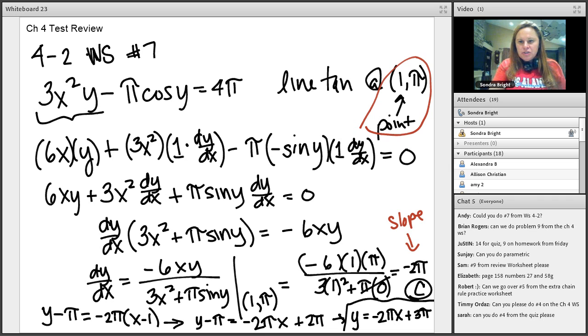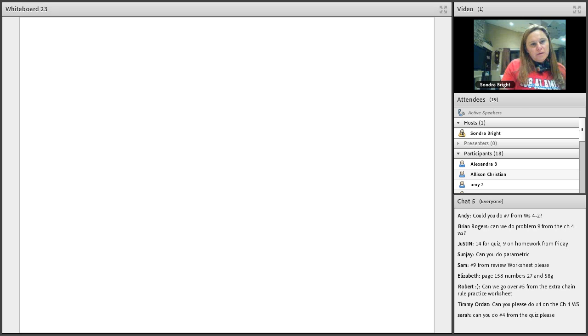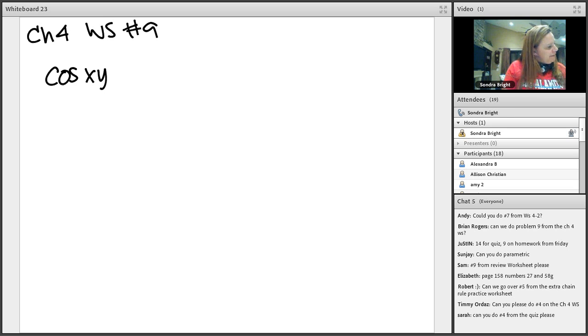Number 9 from chapter 4 worksheet. Number 9. So we want to find dy/dx by implicit differentiation. So cosine of xy plus x to the 7th equals y to the 7th.